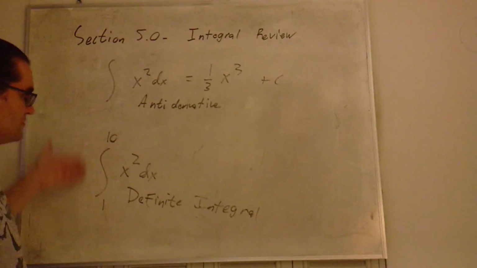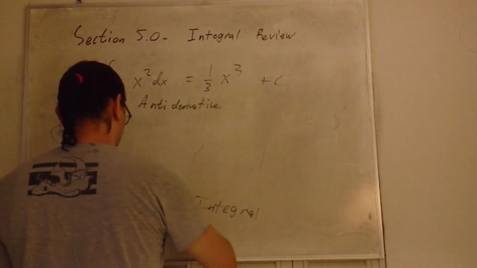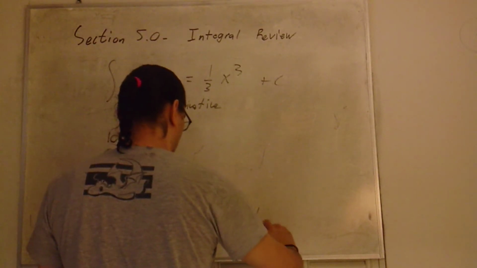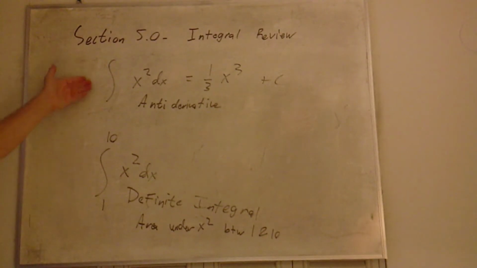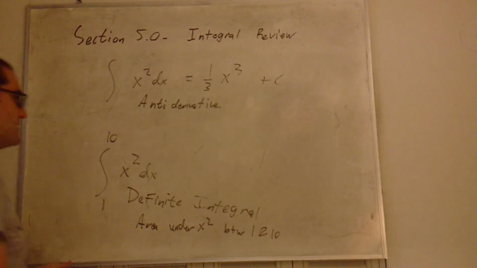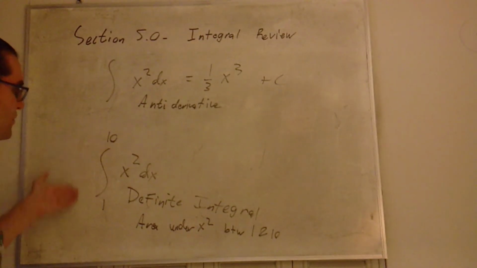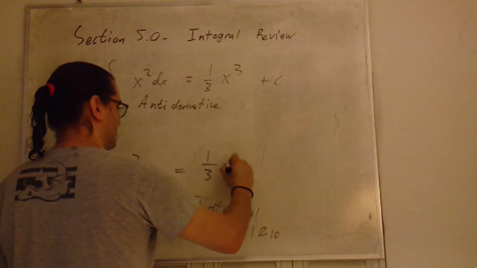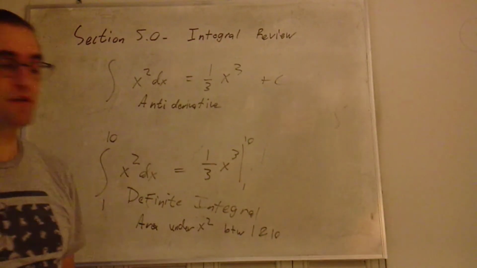They're both integrals. The definite integral means the area under x squared between 1 and 10. The fundamental theorem of calculus is what connects this together. The fundamental theorem of calculus is the thing that says if we want the area under this curve between these points, we can get that area by looking at the antiderivative and evaluating it at these two numbers and then subtracting them. That's what the fundamental theorem says.